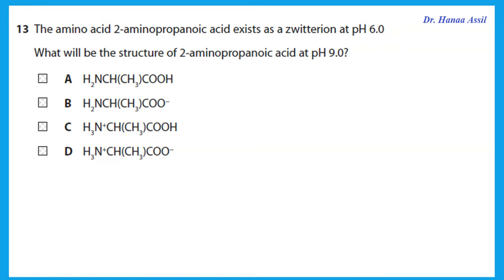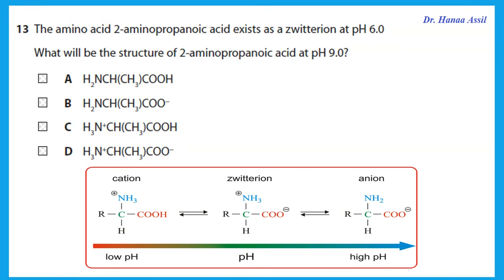The amino acid 2-aminopropanoic acid exists as a zwitterion. Remember, all amino acids exist at around neutral pH as a zwitterion. That means that the NH2 is in the form of NH3+, and the acid part is in the form of COO-. Now, what will be the structure at pH 9?